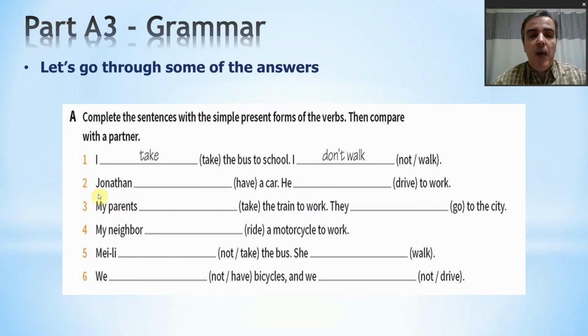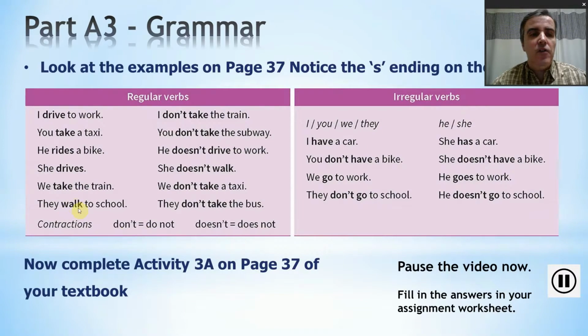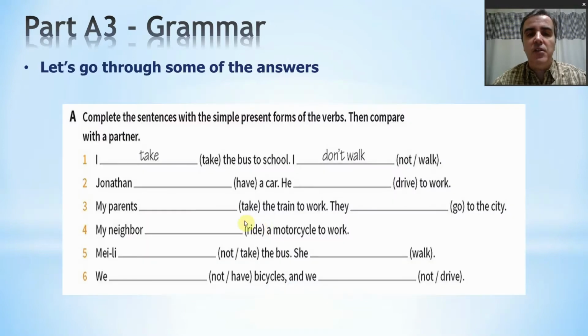Our next one, my parents. Well, 2 people, it's like saying they. So we know from before, they, well, we don't need to change the verb. My parents take the train to work. They go to the city.